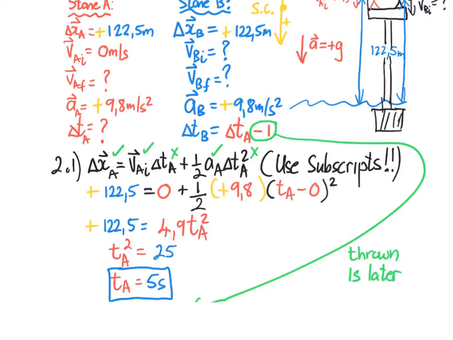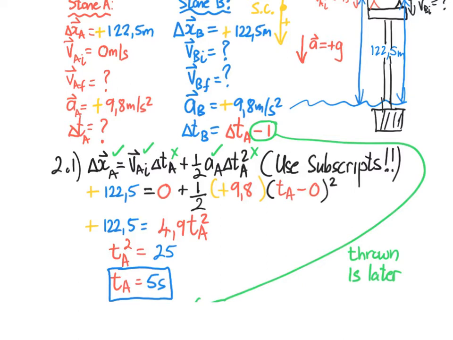Substituting in 122.5 for delta xA, and the initial velocity of A is 0, and the acceleration is plus 9.8. And now I'm going to explicitly use the fact that delta tA is in actual fact a difference in time between what the time value was at the start of A's motion and what the time value was when it hit the water. You'll see that this delta becomes more important as we do more sophisticated problems.